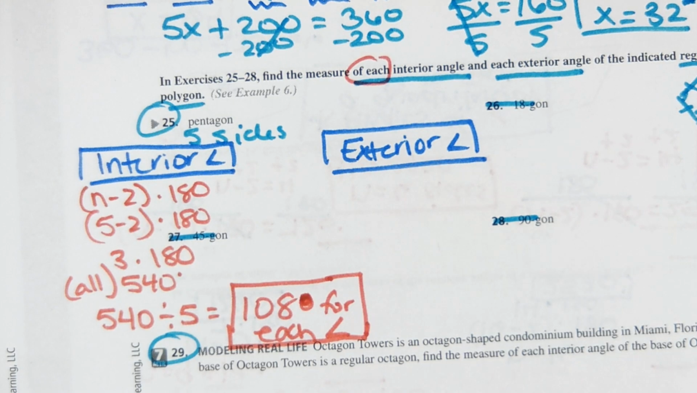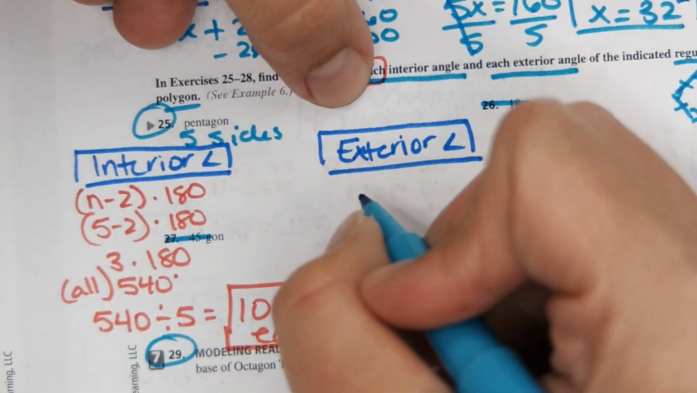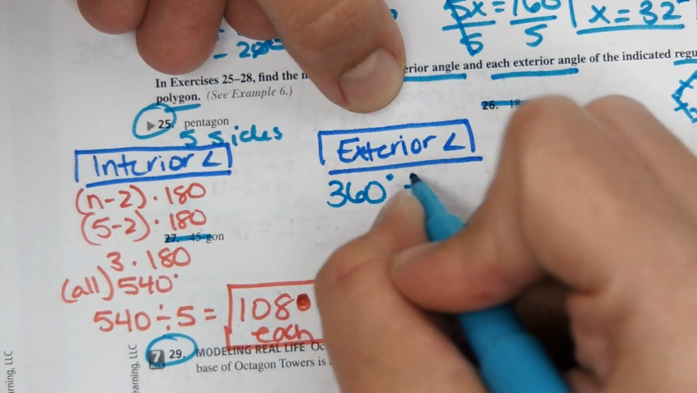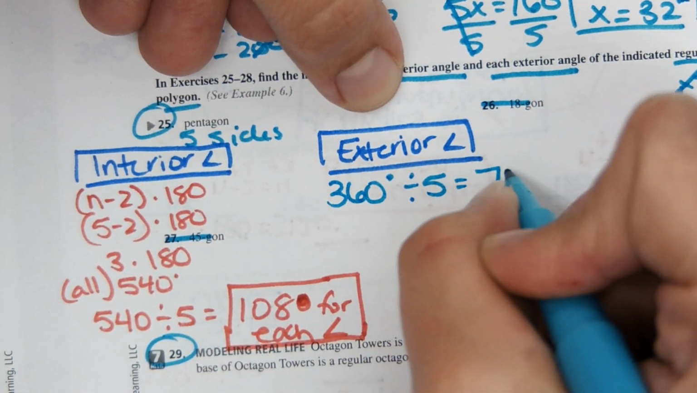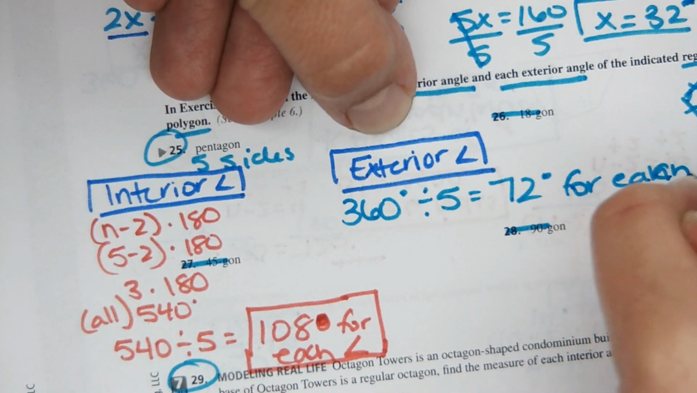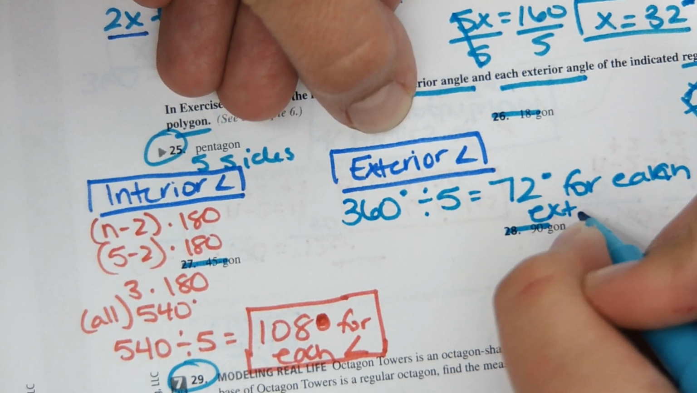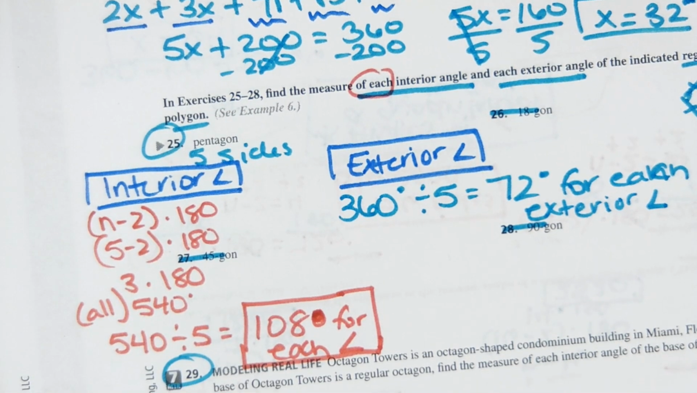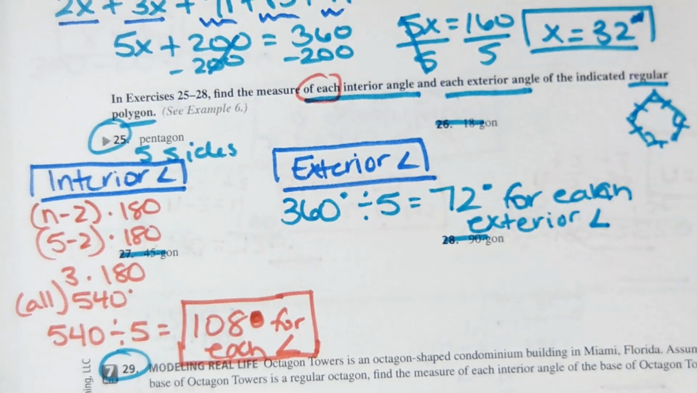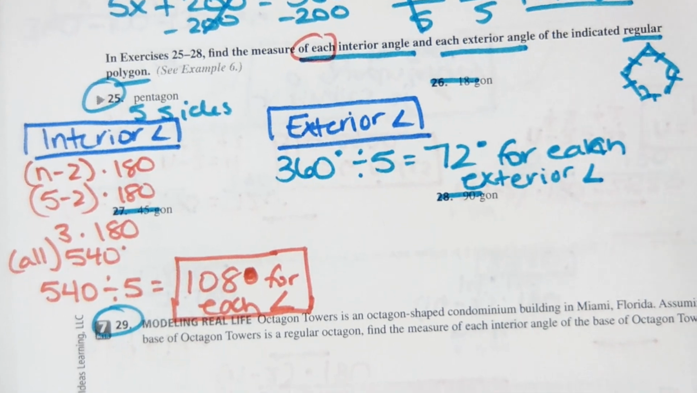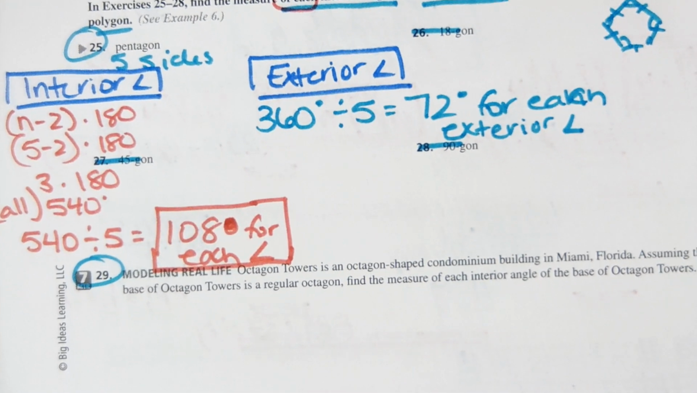And then exterior is always easier. 360 degrees is what all the exterior angles would equal. Divide by 5 angles, and it's 72 degrees for each exterior angle. One more. We're almost done for real.